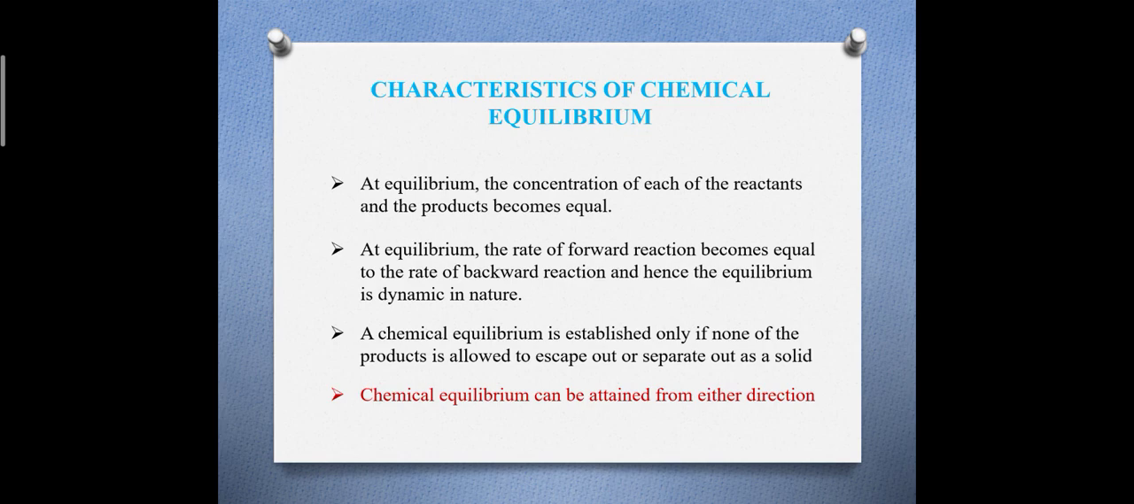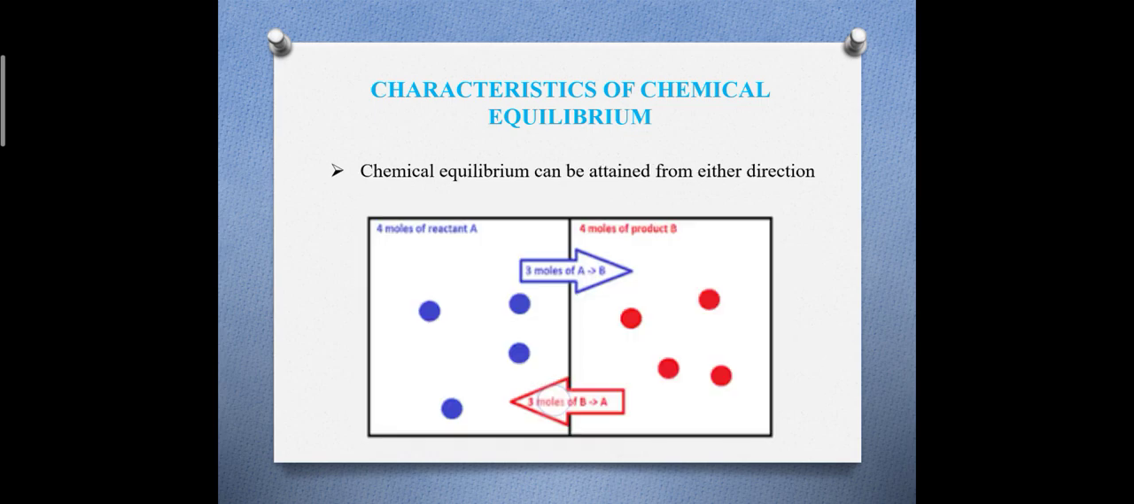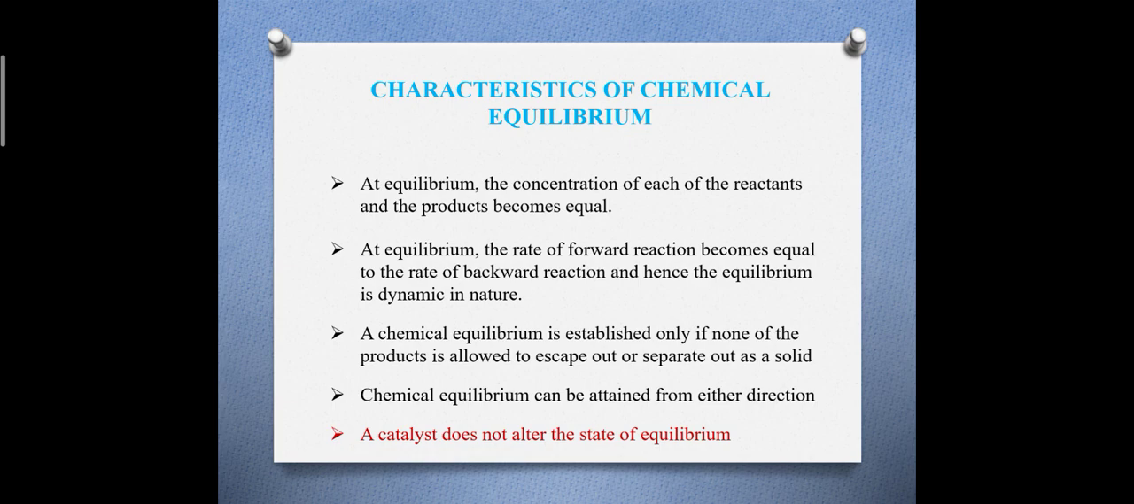The next characteristic is that chemical equilibrium can be attained from either direction. Here, either in the forward direction or in the backward direction, the chemical equilibrium can be attained. And the last characteristic is that a catalyst does not alter the state of equilibrium. That means a catalyst has no effect on the state of equilibrium.